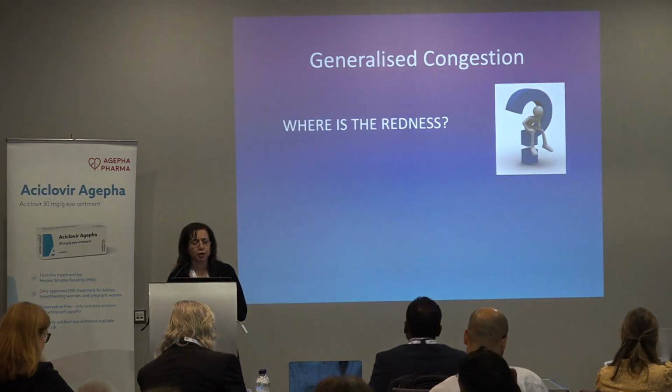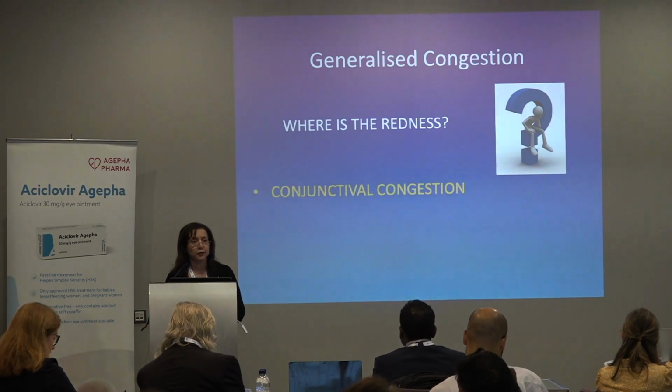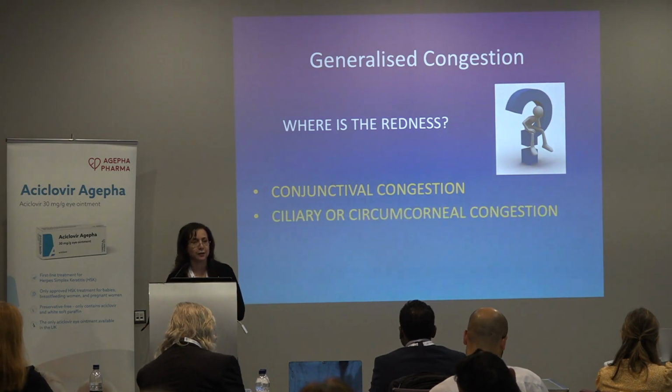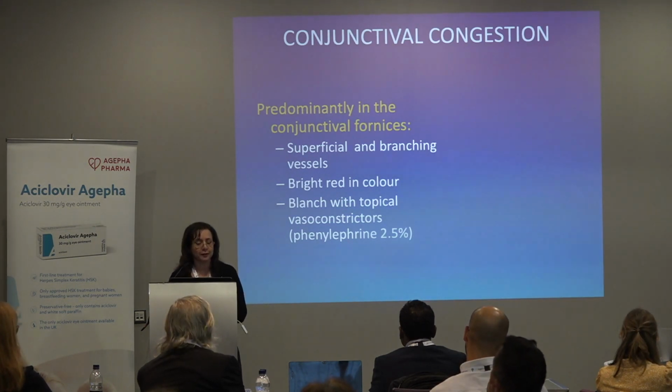Now, what if you have a generalized congestion? You need to ask yourself a very important question: where is the redness? Is it mainly peripheral, which we call conjunctival congestion, or is it around the cornea, which we call ciliary congestion? So conjunctival congestion is predominantly in the fornices.